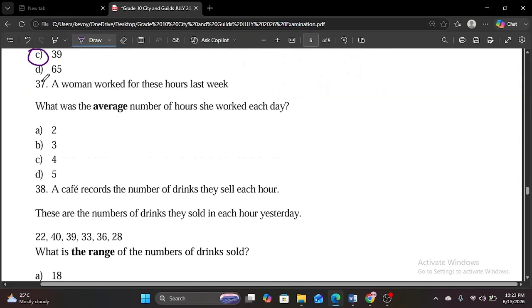All right, so 37. A woman worked for these hours last week. I'm not seeing the table right there, so I'm just going to move on. But if it asks us to find the average, then we add all and then divide by the number of days.